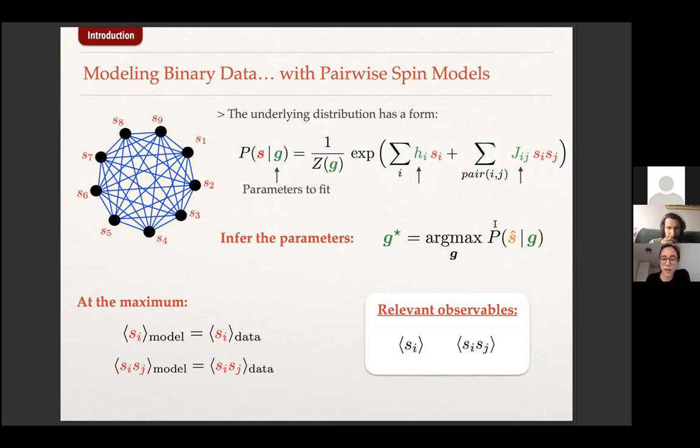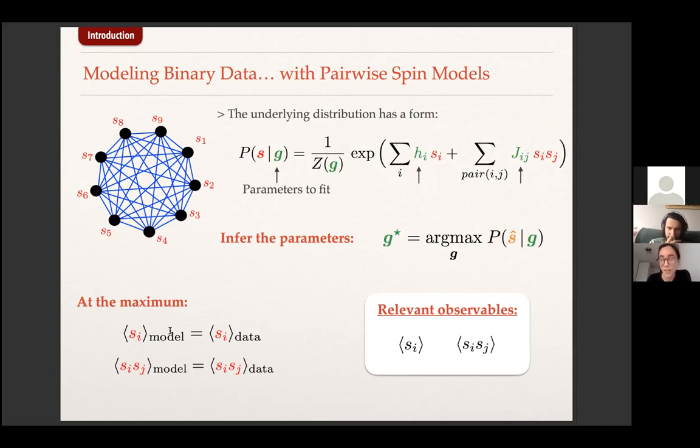And so if you compute this theoretically, you will see that at the maximum of this function, the average value of s_i in the model is exactly equal to the empirical value of s_i in the data. And the same for s_i times s_j. So the average value of s_i times s_j in the model is exactly equal to the average value of s_i times s_j in the data.